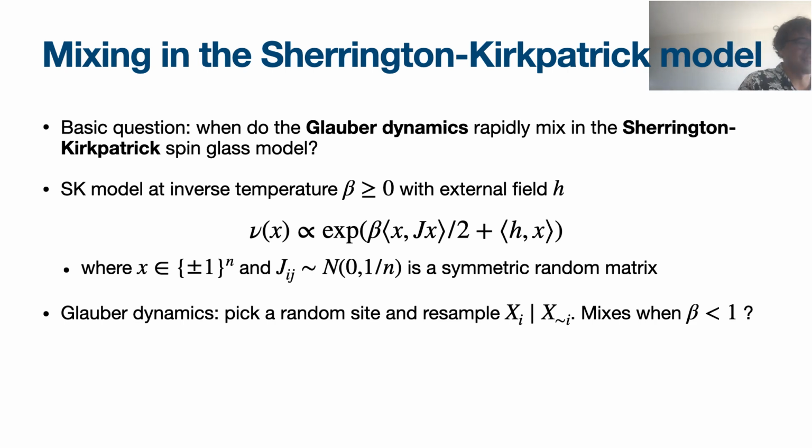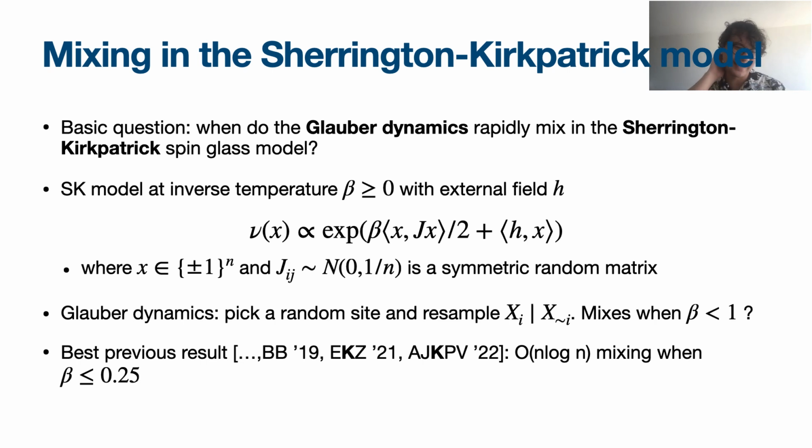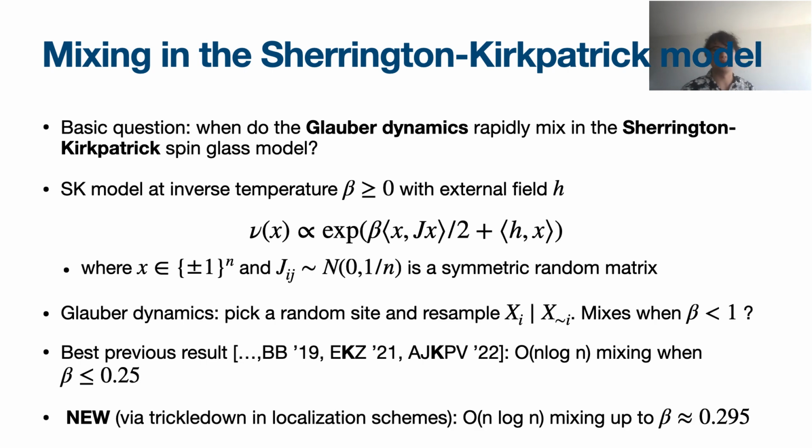But then, from a mathematical perspective, proving isoperimetric inequalities is kind of tricky, and mixing time is kind of tricky. So we really don't know this. The best previous result is that when beta is at most 0.25, so beta is like the scaling, how strong the interactions are, it's called the inverse temperature, we could prove this up to 0.25. Now, what we can do is get up to 0.295.